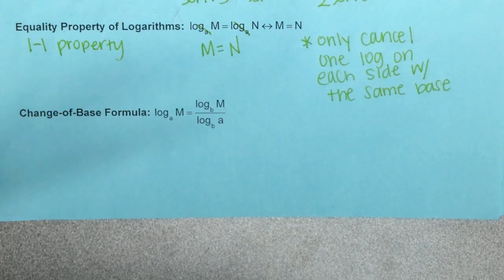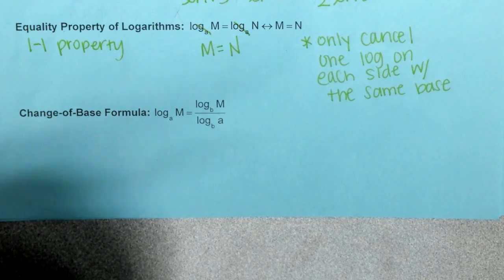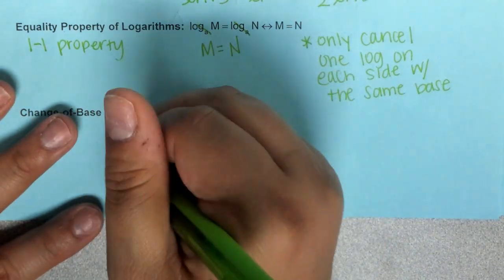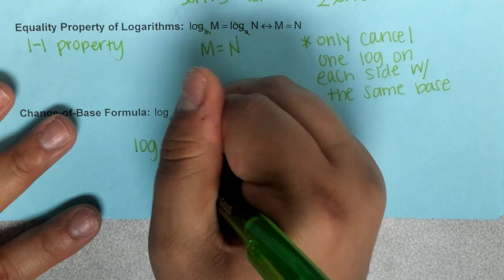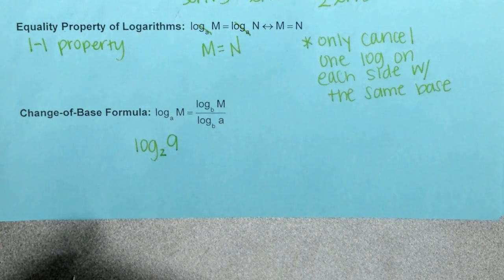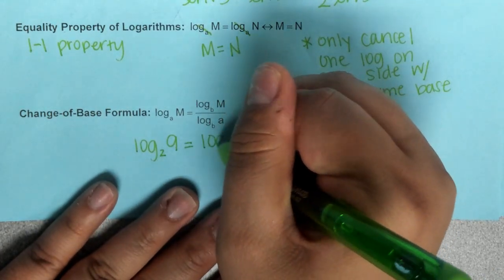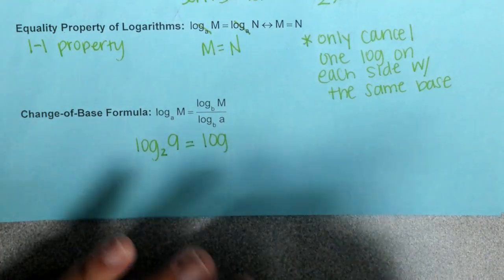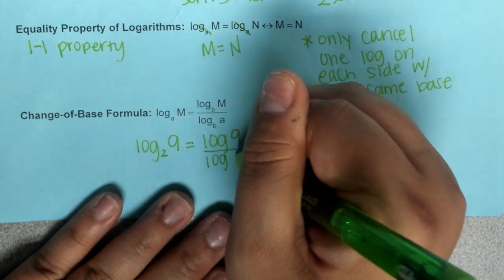Last but not least, you have your change of base formula. Your change of base formula you're going to use if you want to change the base. And you can do this with anything. So like if I have the log of base 2 of 9. Can you turn 9 into 2? No, and I don't want to, you can just change this to any base. Let's do common log because I already wrote log. I can do the common log of 9 over the common log of 2.